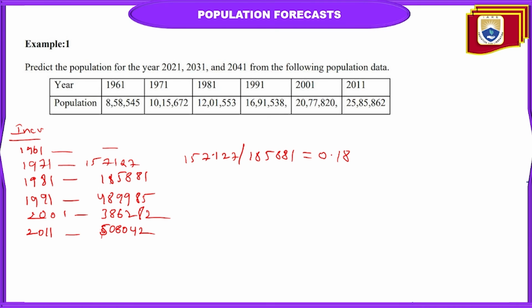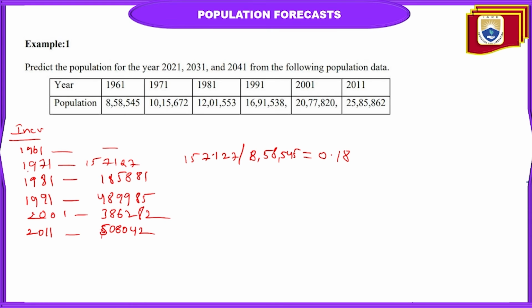So similarly for all these, if you do 1858,... this is a population actually. This is the population in 1961, that is 8,58,545.